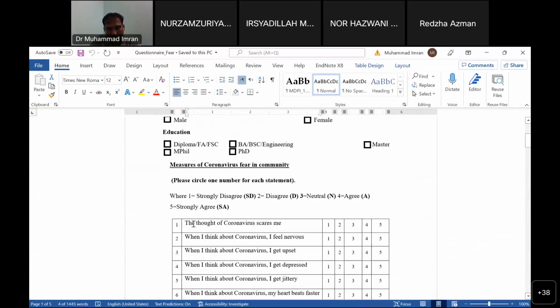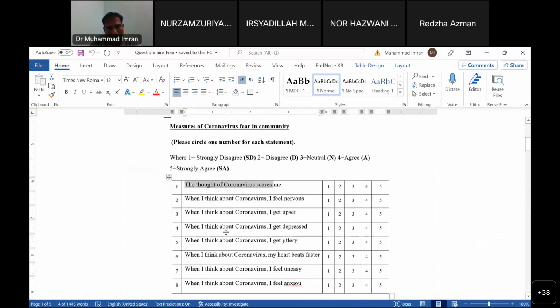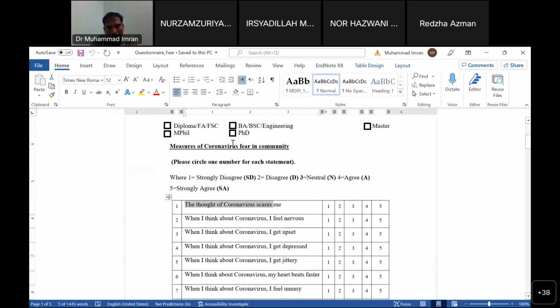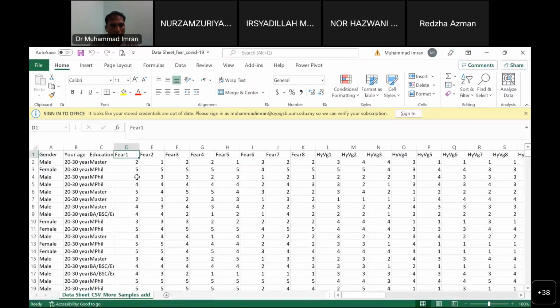Rather than giving the whole statement, it means these all 8 variables are measuring fairing, community fairing. I give the code 1: fair 1, fair 2, fair 3, up to fair 8. And the second variable, you can check.